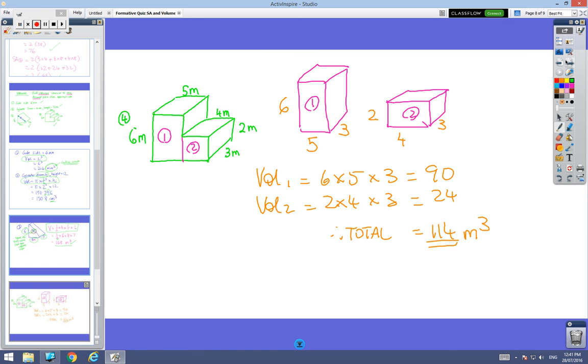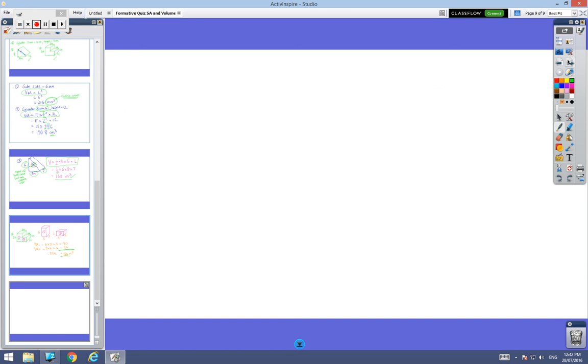Next one. Okay, so with volume, we don't have to worry about hidden shapes. We just find the first volume and the second volume. Work out what the numbers are. First one's a 653. Second one's a 243. Just find the two volumes and add them up together. And I think that's our last page, and that's it.